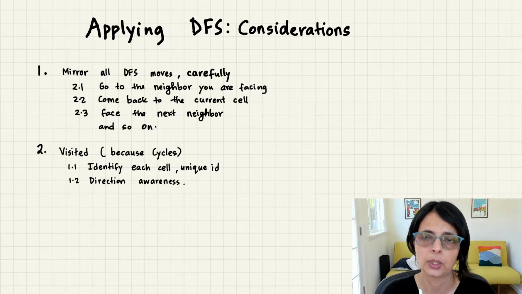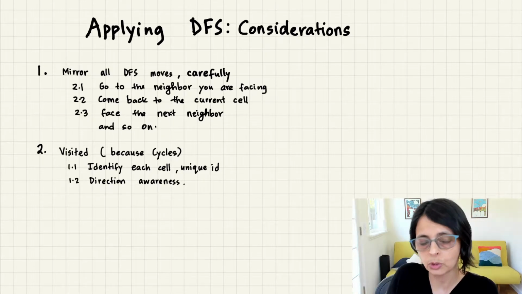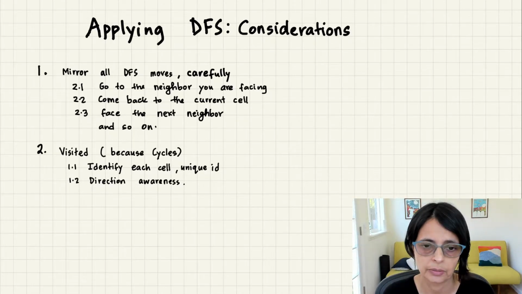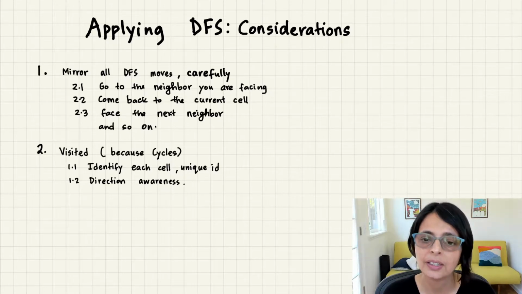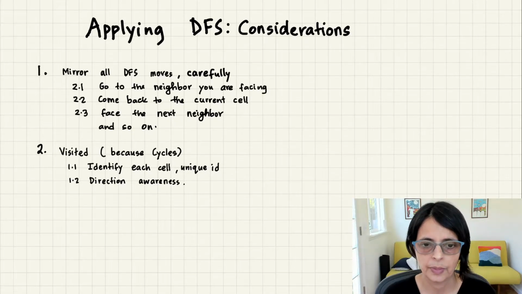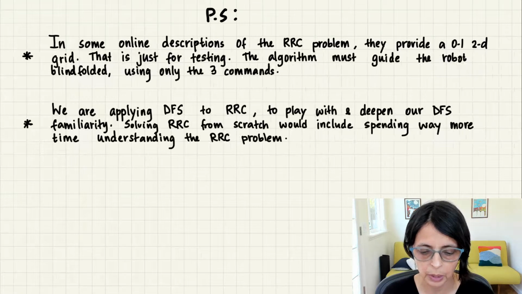So in order for our robot to know the unique identity of the neighboring cell it's about to go to, it's also going to need to know its current direction, okay? So direction awareness is going to be needed in order to uniquely identify the facing neighbor. And unique identities for each cell are needed in order to make the visited set possible. So these are some considerations to think about.